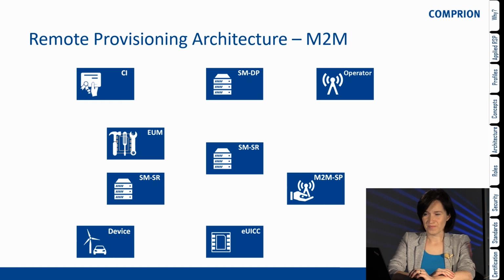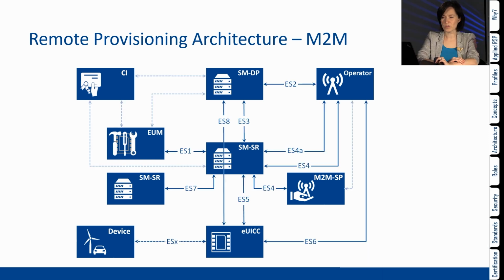M2M architecture. I hope you remember all of the details and the purpose of the single components of the system when we talk about the SIMDP, SMSR, or the EUSSC itself. Maybe also the M2M service provider and the CI, the EUSSC manufacturer, device and operator. I don't know how well you remember the interfaces, at least the names of the interfaces, but it's good to know what is connected and how. So what is a communication chain?